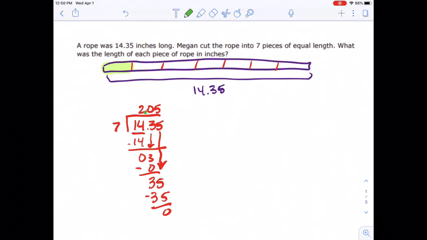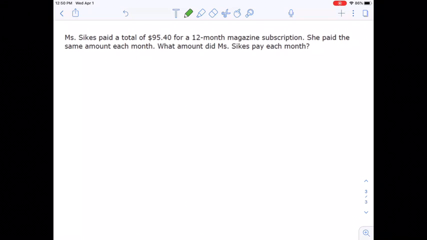That also matches up with what we know about dividing with decimals. When there's a whole number for the divisor, I bring my decimal straight up. So that would make sense for the answer to be 2.5 inches long for each of the small pieces of rope. We're going to do one more together and see how we do with a 2-digit divisor.